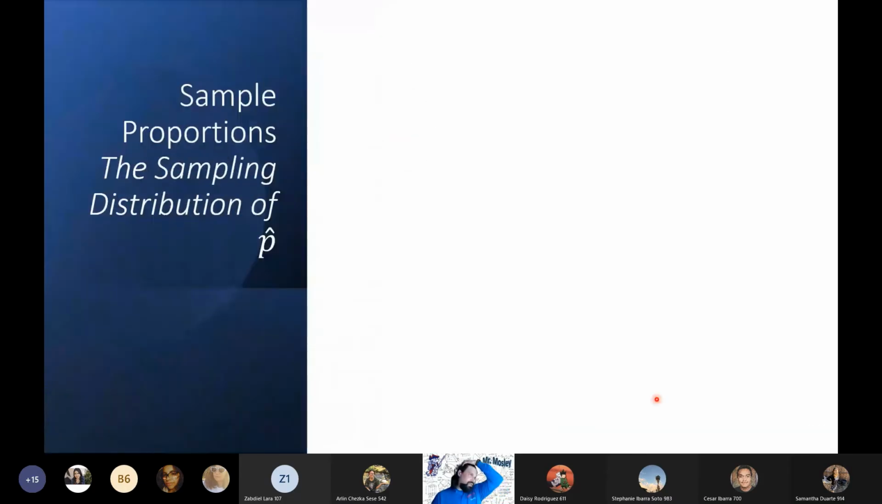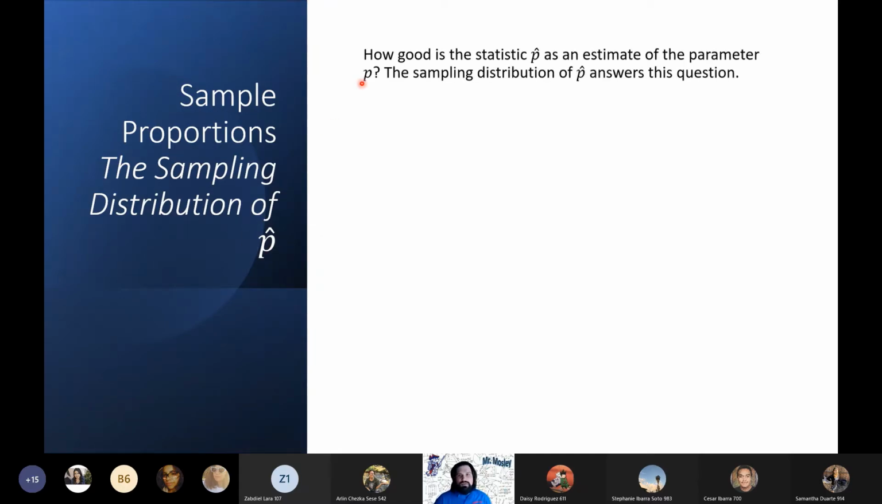So first, we're going to talk about sample proportions. So the sampling distribution of p hat. Remember, p hat is our sample proportion. Something we're concerned about is how good is the statistic p hat as an estimate of the parameter p. The sampling distribution of p hat answers this question. We need to look and see what it looks like.